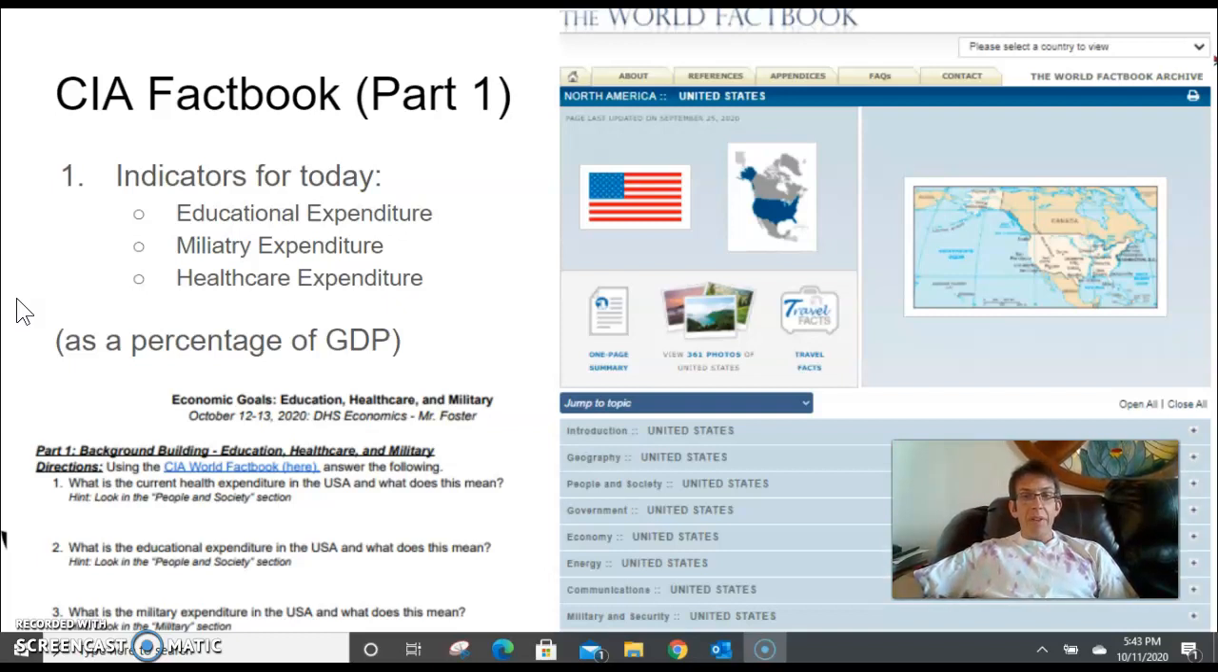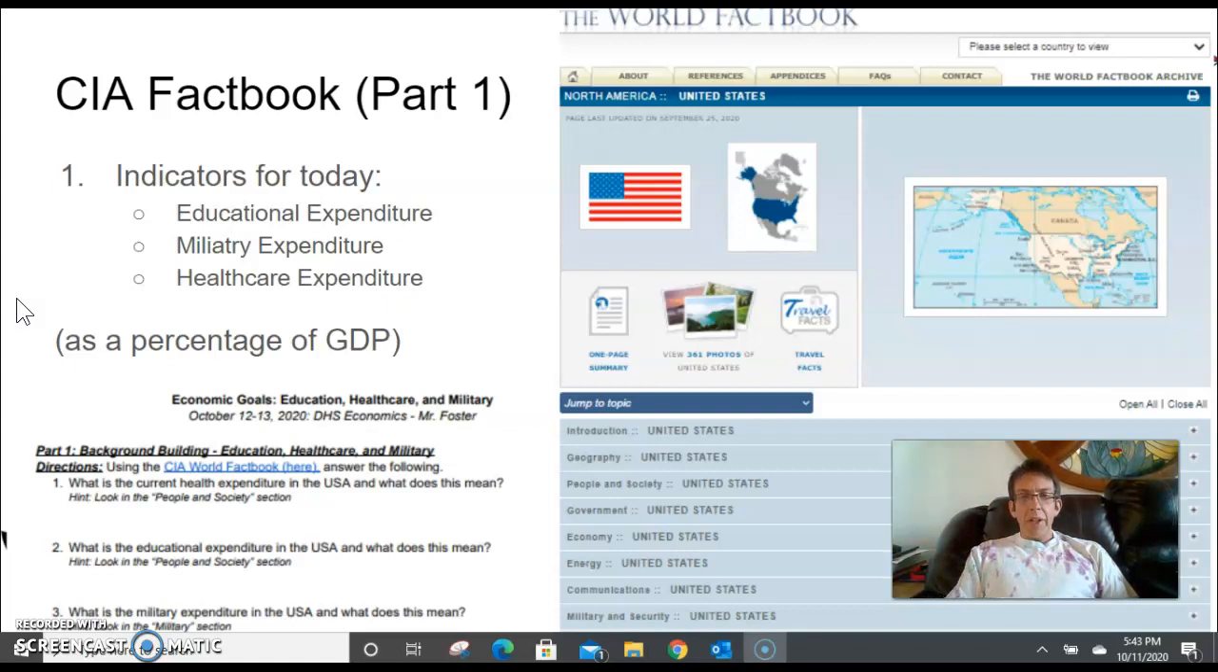The current health expenditure means the percentage of the GDP, the gross domestic product, that a country, that the government, is using on healthcare. So it says what percentage of their GDP is being dedicated to healthcare. The hint is also very helpful in that it says look in the people and society section. So you go down to people and society, you click on that, and then you see what it is for the United States.